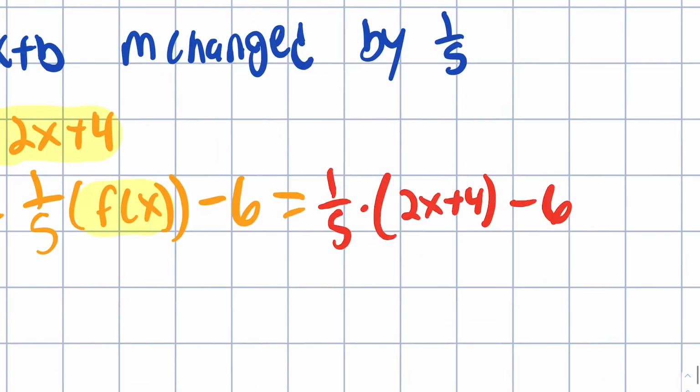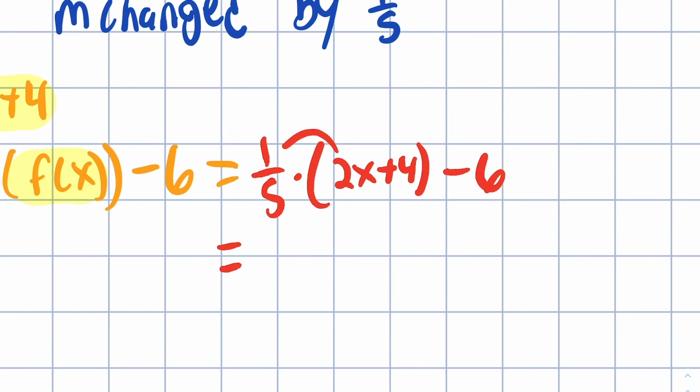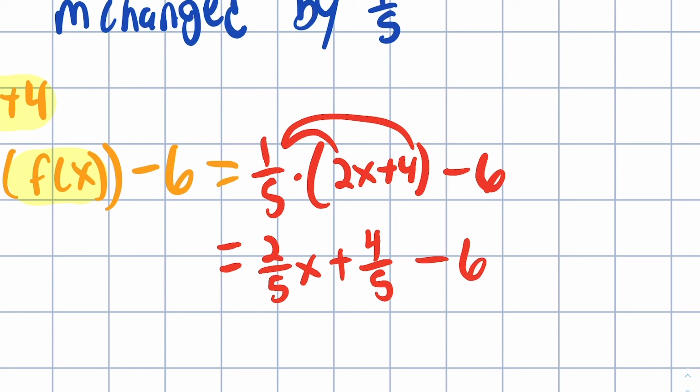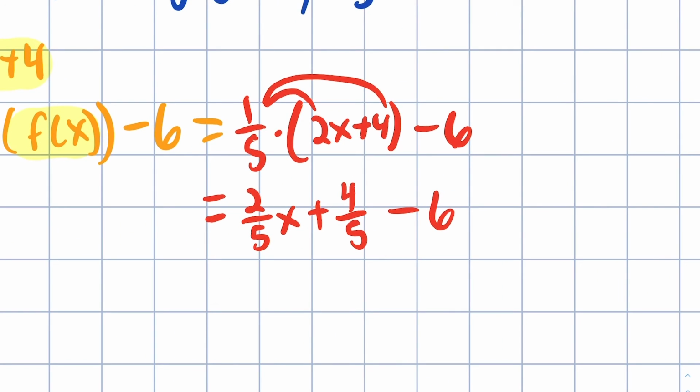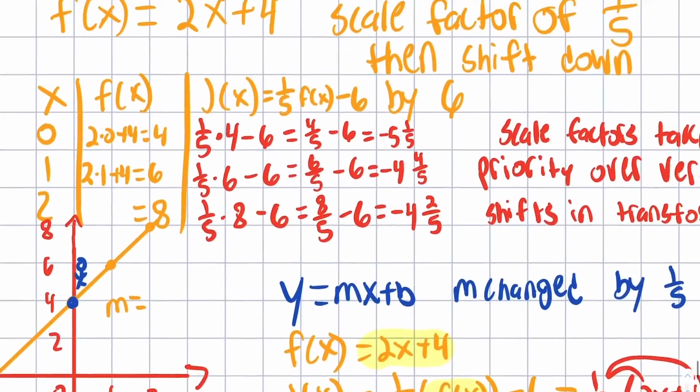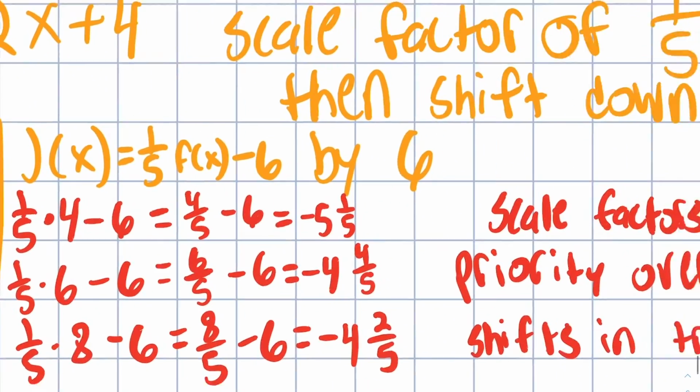I'm running out of space to the right, so I'm going to go down now. So we're going to distribute this 1/5. That's going to make 2/5 of x. And then 1/5 times 4 is going to make 4/5, and it's going to be positive. And then we're just going to copy that minus 6. Okay, so there's only one thing with x. 2/5 of x is the only x. And then we need to combine the 6 and that 4/5. That looks pretty familiar to me, so let's just see what we got for that. The 6 and the 4/5 makes negative 5 and 1/5.